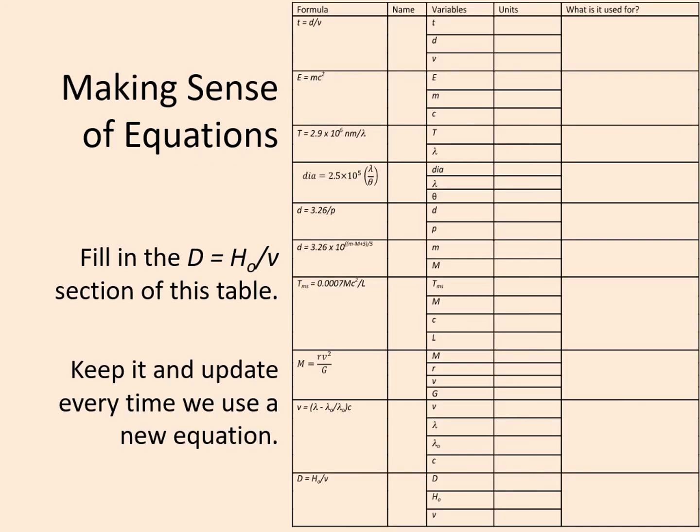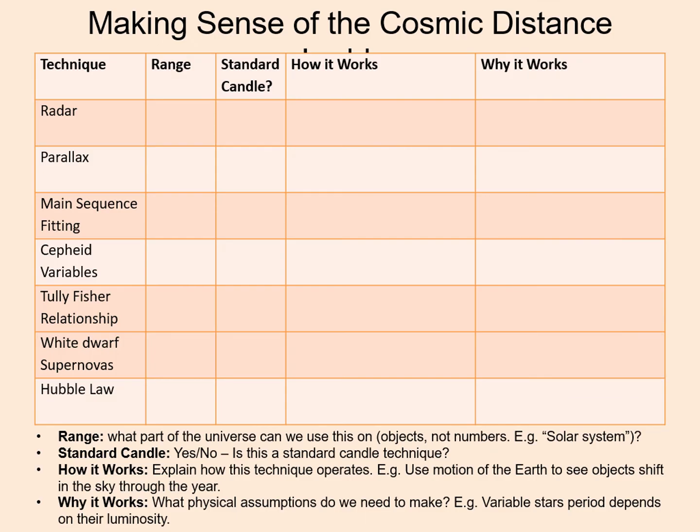Remember this table? You should be using it to help you keep track of the equations we use in this course. Fill in the Hubble Law section of this table now. Keep it and update every time we use a new equation. You'll find this page useful doing homework and reviewing for exams. Depending on your section, you may be required to submit a copy of the completed version for credit. Now you should go back through this chapter to fill in the information on the major steps in the cosmic distance ladder.